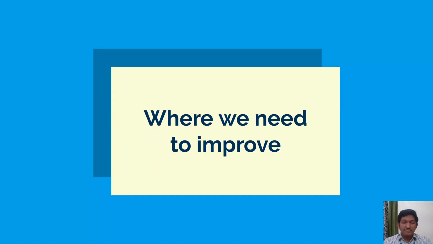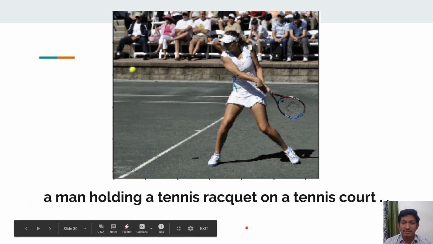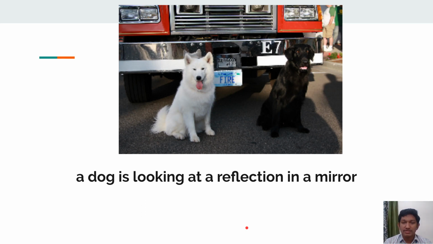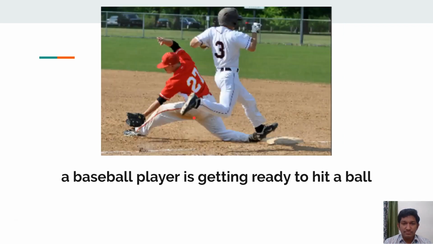And there are things which we need to improve. Even if you see this image, a woman is playing tennis, but the caption is a man holding a tennis racket on a tennis court. Moving on to this image, a dog is looking at a reflection in a mirror, but here we have the reflection and the dog, and the caption says two dogs. And a baseball player is getting ready to hit a ball, but the biggest thing is he already hit the ball. He is on his run.